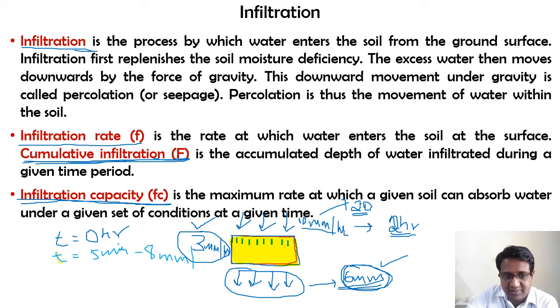Similarly, imagine at t equals, let us say, 30 minutes, this has reduced to, let us say, some 5 millimeters per hour. Similarly at 1 hour, it has reduced to, let us say, 3 millimeters per hour. And even at 2 hours duration, this has reduced to, let us say, 2 millimeters per hour.